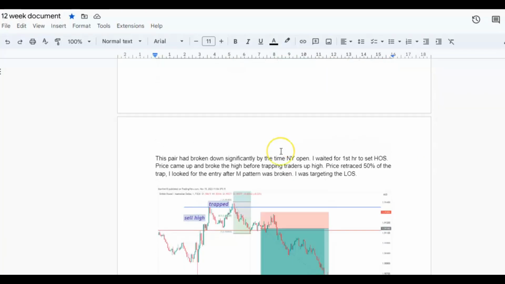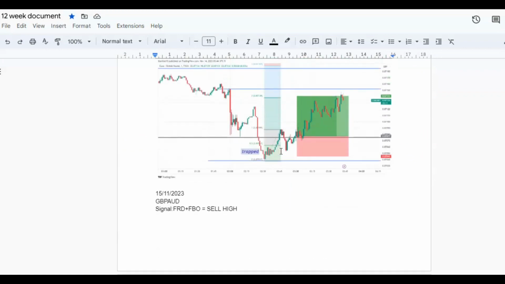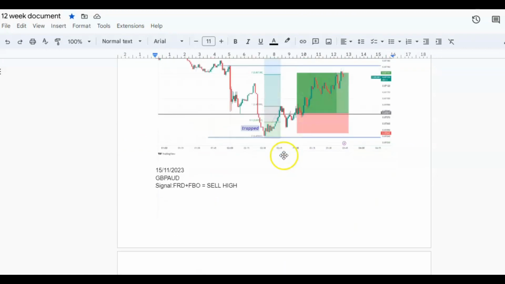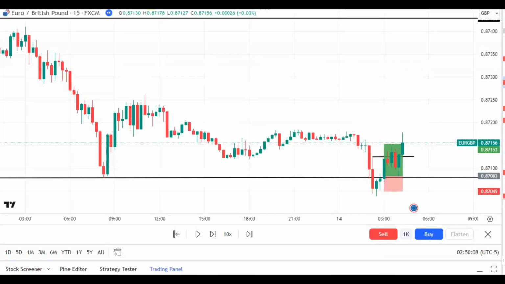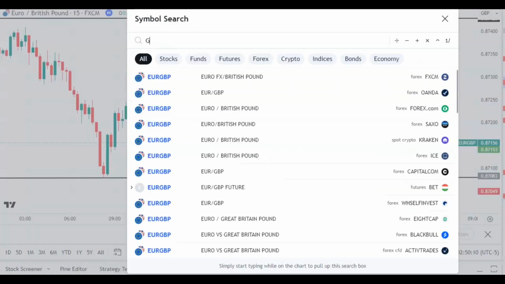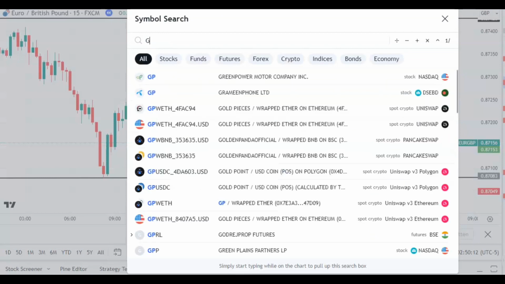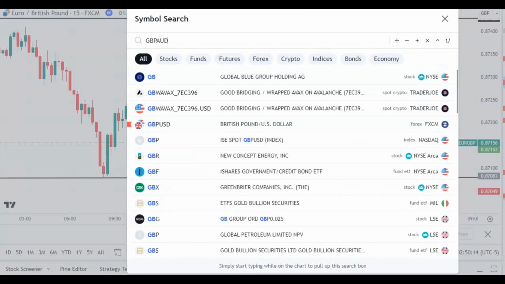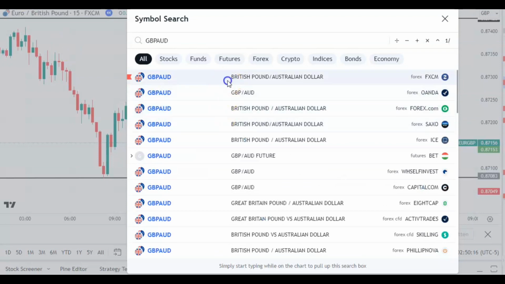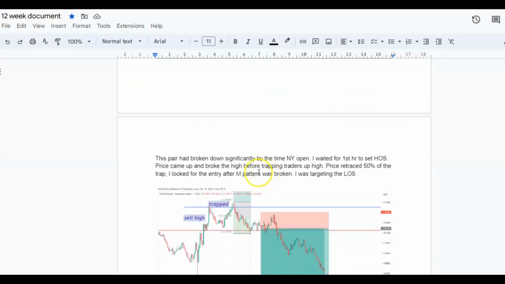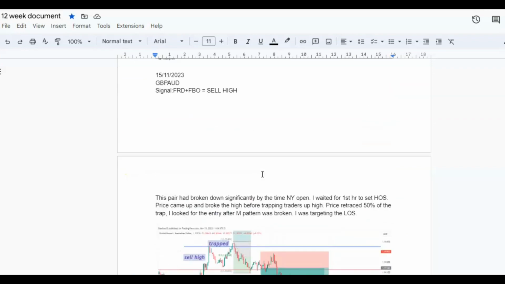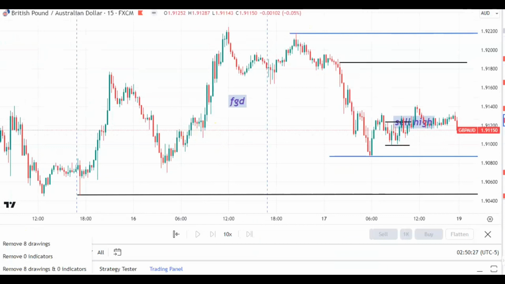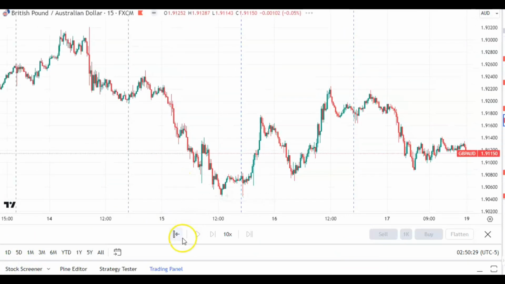Anyway, moving on to the next setup, which was on Wednesday. On Wednesday, we were looking at the pound Aussie. And the pound Aussie broke down. So I was looking at a situation where we have a fast trade day. So let's look at it right now on Wednesday.